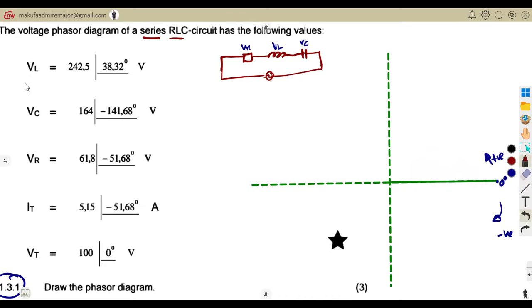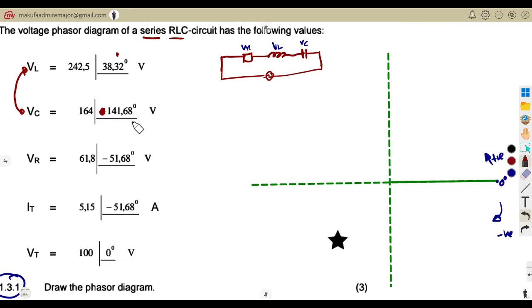The first one is VL, and also understanding the relationship between VL and VC. What is the relationship? VL and VC are in a straight line as we consider a series RLC circuit. They form a straight line, meaning to say, if we add the angle for VC, which is 38.32, to this angle of 141.68, ignoring the negative, you add these angles, you're supposed to obtain 180 degrees. This is to show you that they are on a straight line.